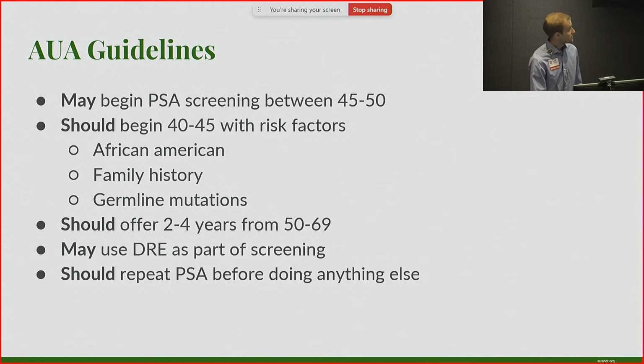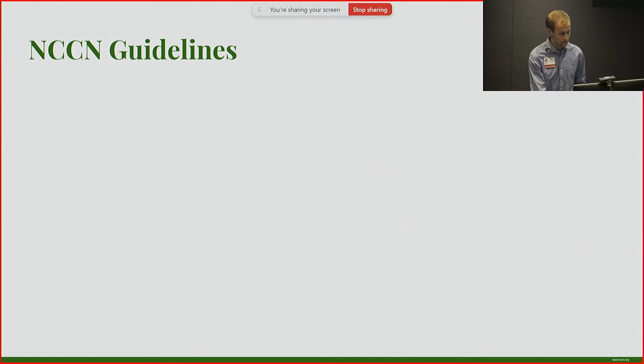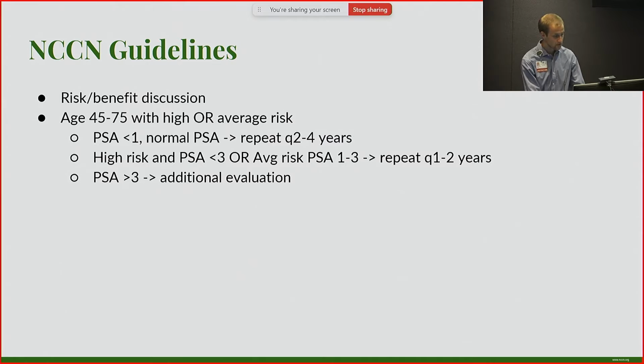Now, of course, AUA is not the only governing body that has cancer guidelines. I use the NCCN guidelines quite frequently, and their first statement is this: well, it's a risk-benefit discussion. You kind of hop aboard the PSA train, and it's sometimes hard to hop back off because then you're talking, well, the PSA goes up, or you can image, biopsy, what do you do with that biopsy, treatment, et cetera. So if they would never want treatment for their prostate cancer, no reason to start a PSA discussion at that point. But they do recommend between age 45 and 75, if you're high or average risk, to check a PSA.